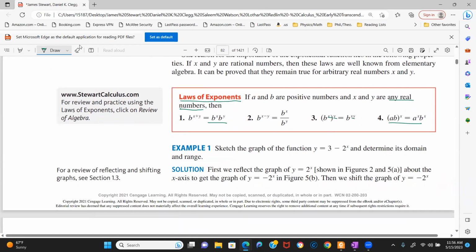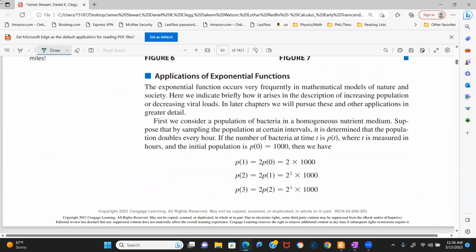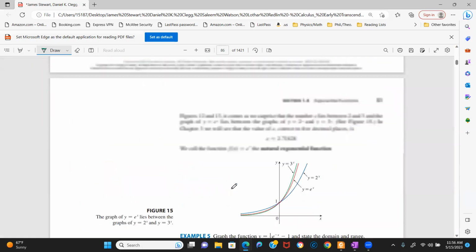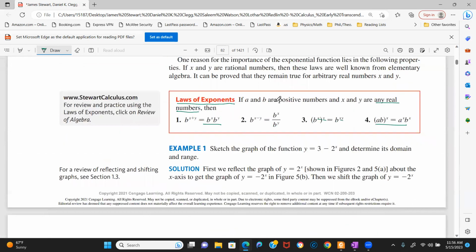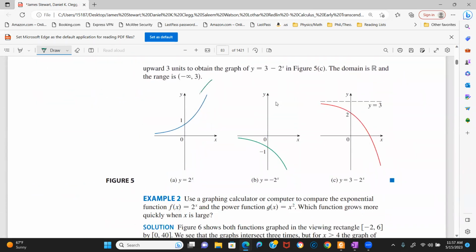All right, so let's see. I don't think there's a whole lot more to do. Okay, so let's go through this example. We have this function negative 3 minus 2 to the x. So we know what 2 to the x looks like. I think they're going to graph it right here, yes.